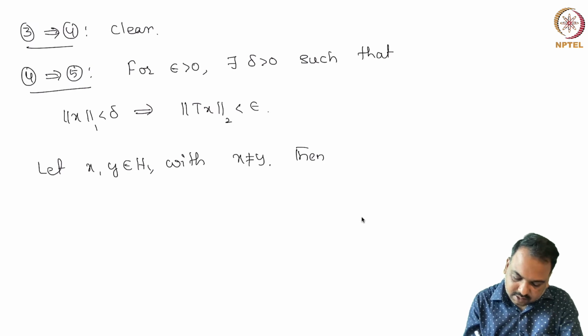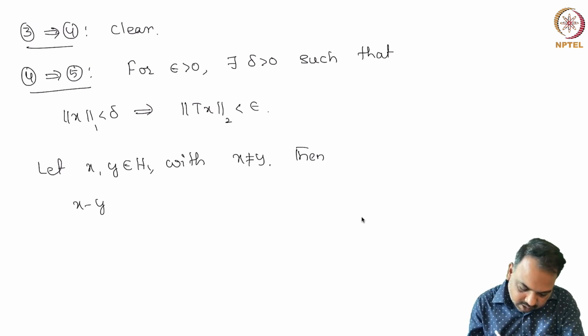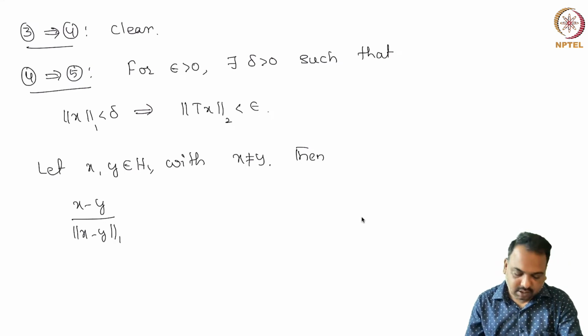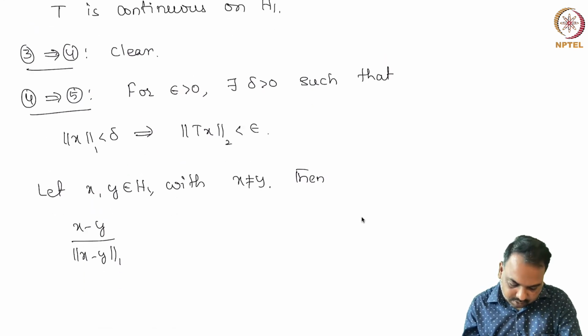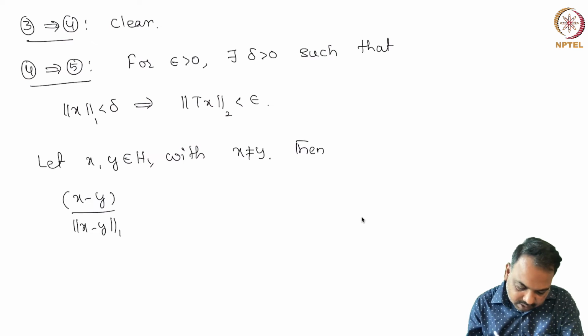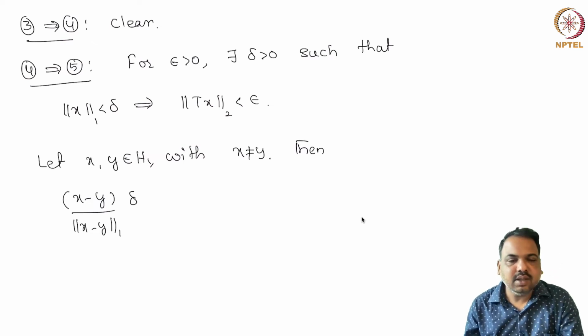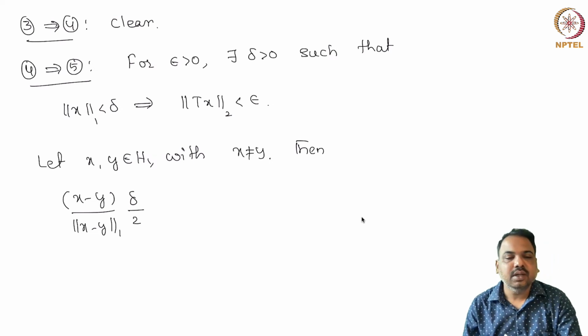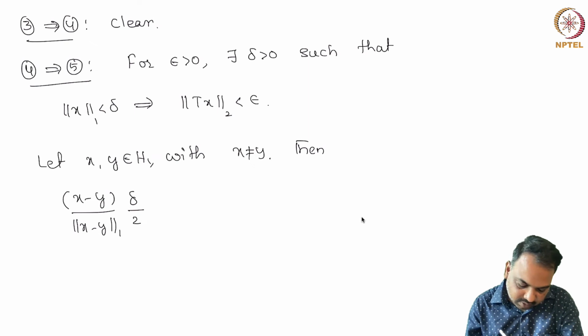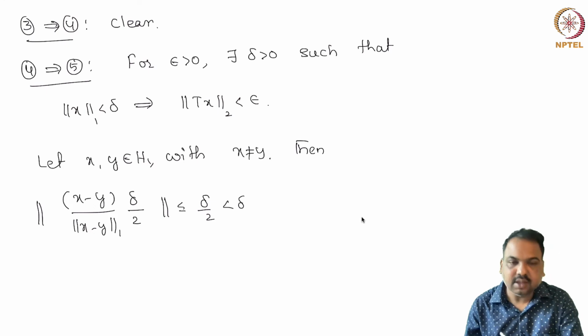Then we can consider x minus y divided by norm of x minus y. So this is an element of the unit sphere of H1. That means the norm of this element is 1. If you multiply this with delta, this is in the ball centered at 0 with radius delta, but if I multiply with delta by 2, the norm of this whole element is less than delta by 2, that is strictly less than delta.